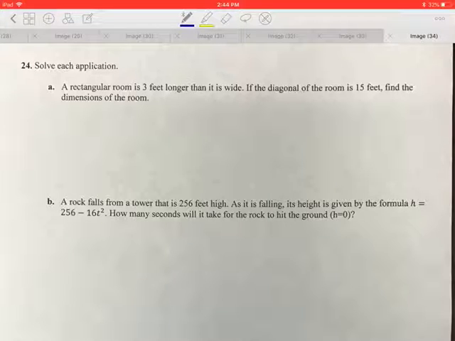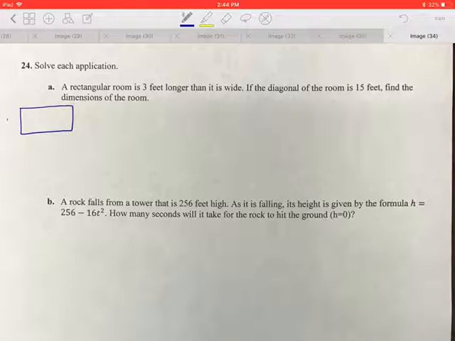In this video, we're going to look at our quadratic application problem. So this is 24. The first one, we have a rectangular room that is 3 feet longer than it is wide. If the diagonal of the room is 15 feet, find the dimensions of the room. All right, so let's draw a rectangle.